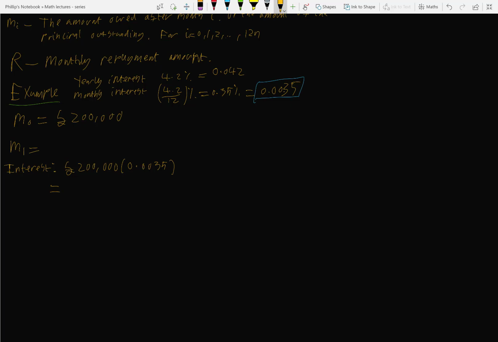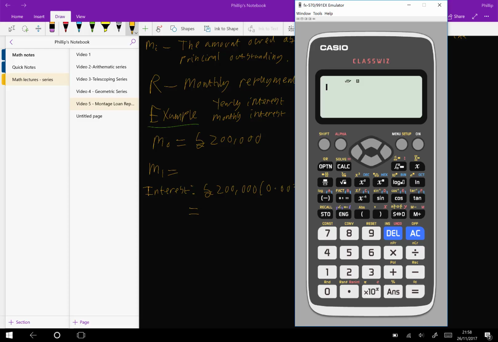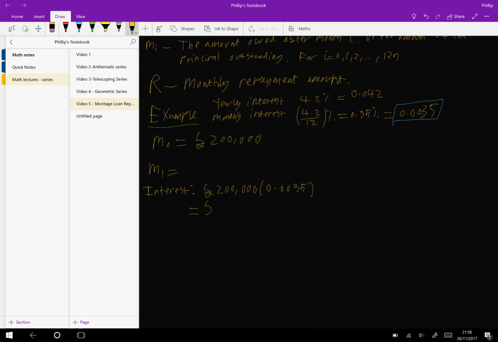If we do the calculation, I've got a calculator, so we'll pull that up now. £200,000 multiplied by 0.35% gives us £700 interest. That is going to be our first figure.